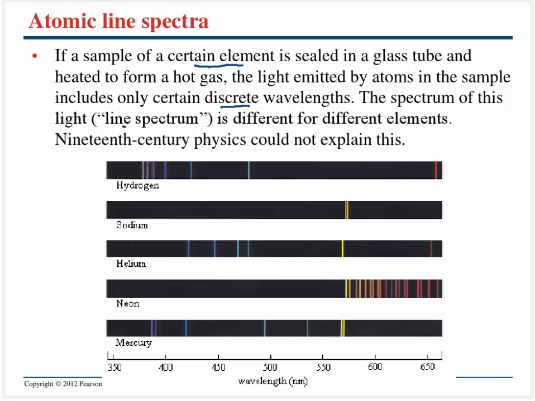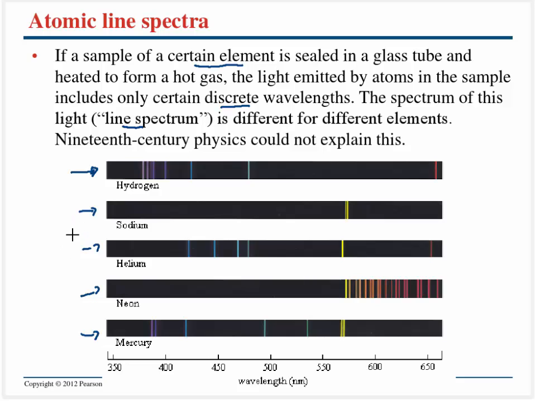Now, we do call this the line spectrum, and essentially 19th century physics couldn't explain why they have to be different. As I said, for hydrogen we're going to have some UV, some visible, some red, and some infrared. Sodium is going to have a lot of yellow, and this is just showing the visible portion of the spectrum. Helium is going to look a little bit different. This is going to be neon, this is going to be mercury, and this is kind of like a fingerprint for whatever we're looking at, and every single one will be different.